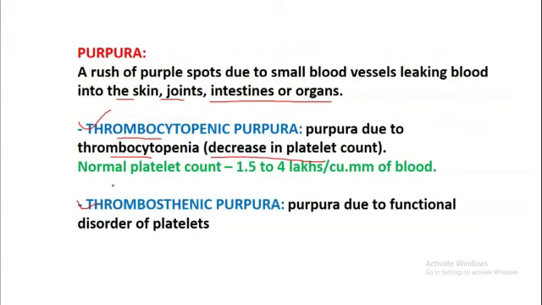What is the normal platelet count? The normal platelet count is about 1.5 to 4 lakh platelets per cubic mm of blood. Most important viva question. Now the second type of purpura is thrombasthenic purpura. What will happen in thrombasthenic purpura? These are purpura due to functional disorder of the platelets. Whenever there is an alteration in the functions of the platelets, this type of purpuric condition is known as thrombasthenic purpura. So there are two types of purpura, thrombocytopenic purpura and thrombasthenic purpura. Alright.